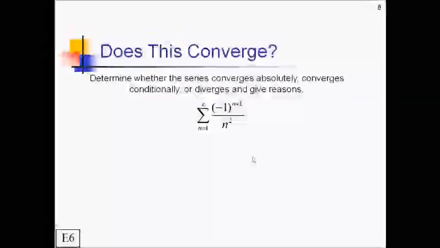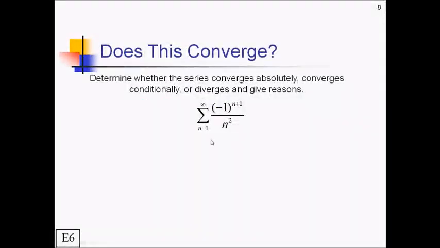Here's another example asking about absolute versus conditional convergence. Pause the video and give it a shot. All right, so for this one, we'll test absolute convergence first. So the absolute value of all of this is just going to be 1 over n squared.